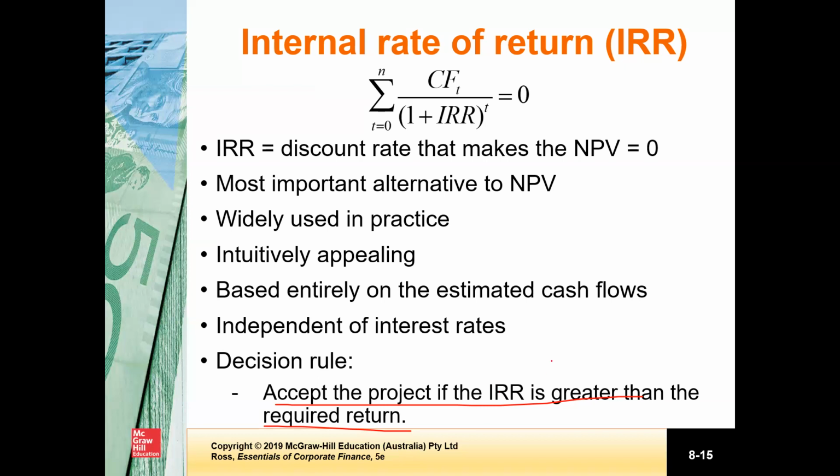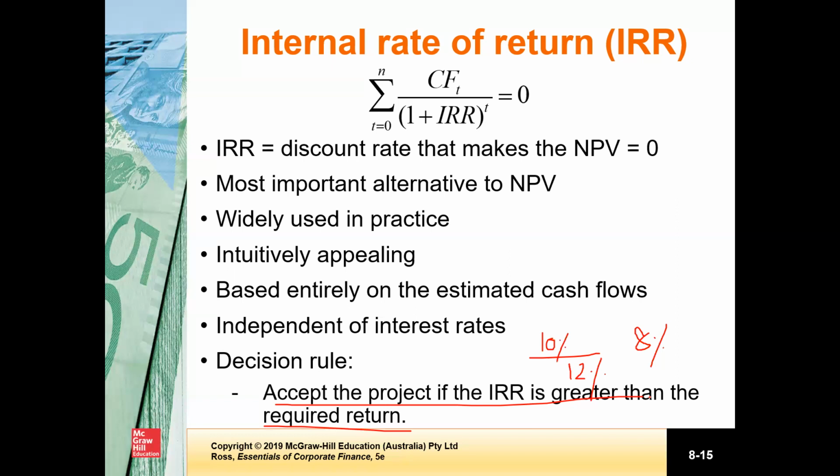For example, if the IRR of a project is 10% and the required rate of return is 12%, then the project should be rejected. On the other hand, if IRR is 10% and the required rate of return of a project is 8%, the project should be accepted because the difference will be a value addition.